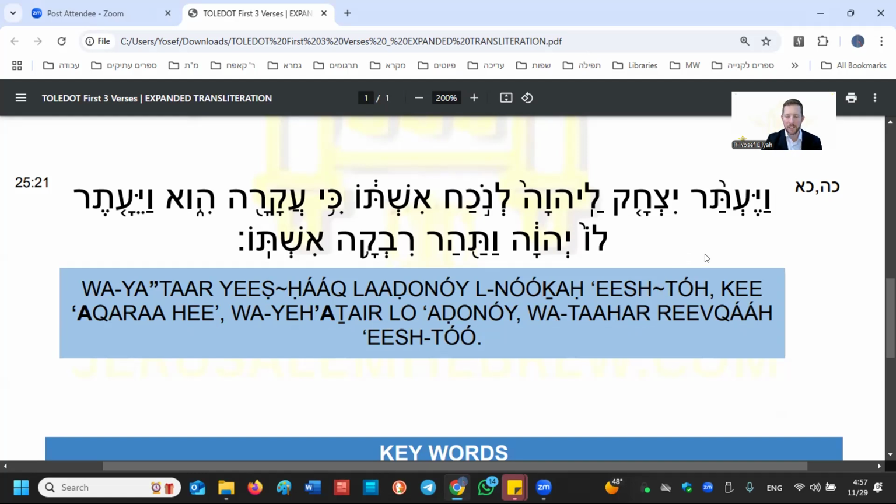Feel free to play that again as many times as necessary to feel comfortable with the pronunciation of the words. Now let's read it again in the Hebrew and somewhat more of a natural pace.